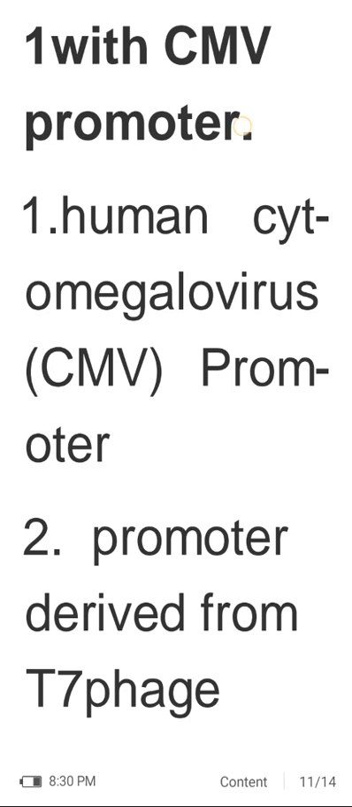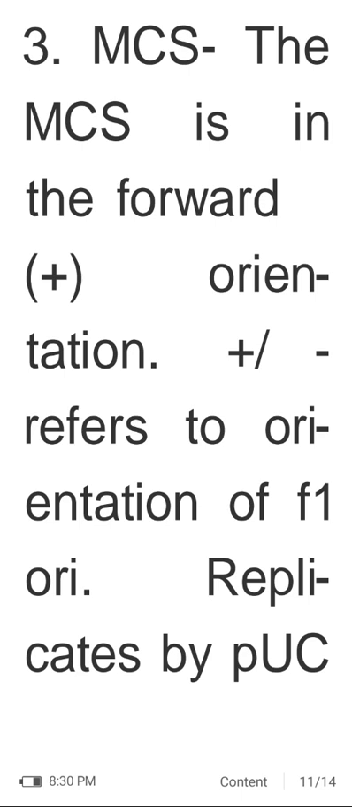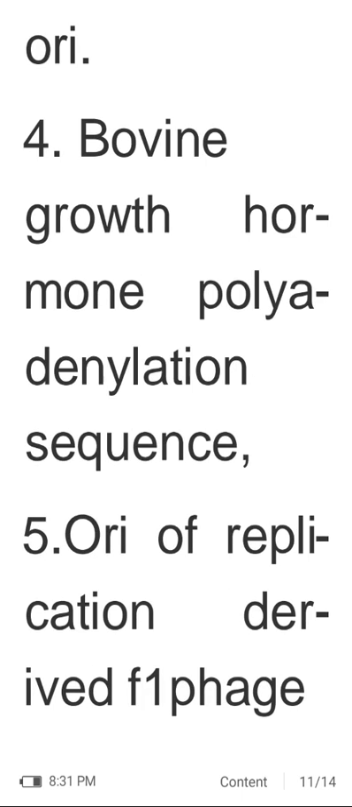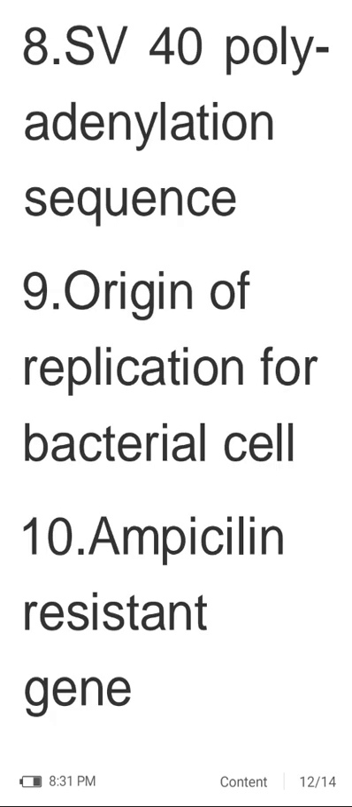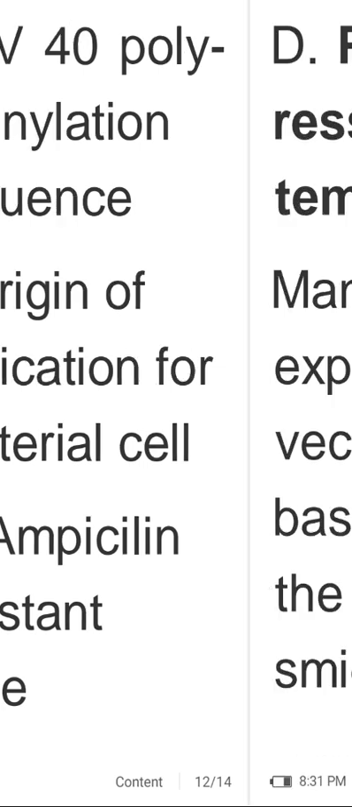Promoter derived from T7 phage. MCS. The MCS is in the forward orientation, which refers to the orientation of the ORI replicated by the pUC ORI. Bovine growth hormone polyadenylation sequence, ORI of replication derived from F1 phage, ORI of replication from SV40, neomycin resistance gene, and SV40 polyadenylation sequence. Origin of replication for bacterial cells and ampicillin resistance gene.